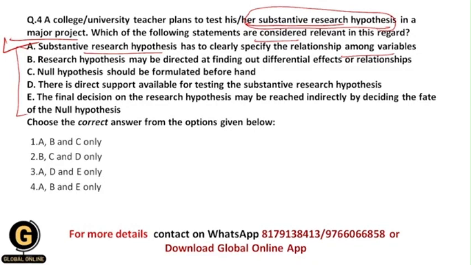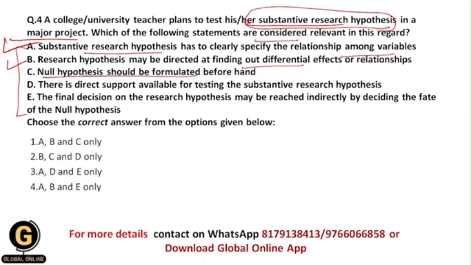Second is, research hypothesis may be directed at finding out differential effects or relationships, okay. Again this statement is correct because the research hypothesis should be directed at finding out differential effects or relationships, because this is basically the outcome of our research process, that is what we want, and this is the goal of our whole research. Null hypothesis should be formulated beforehand.